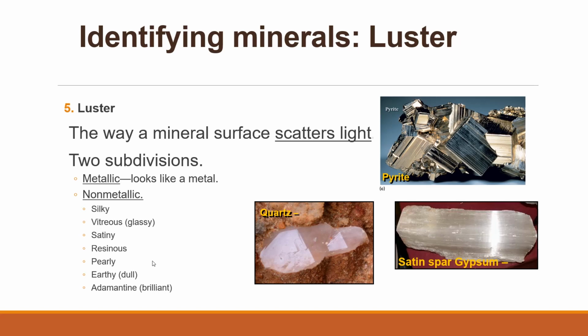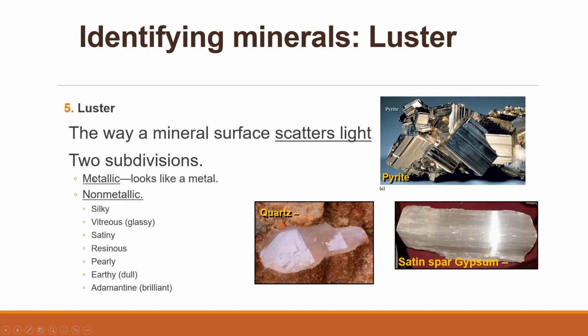Next mineral property is luster. So this is the way a mineral surface scatters light. We can divide it into metallic, which means it looks like metal, such as this pyrite up here, or non-metallic. And non-metallic, there are a bunch of sub-definitions. Honestly, most of the non-metallic look very similar. So whether or not something is satiny or silky, it looks very similar. The only one that really looks different from the rest would be earthy, where they're dull.